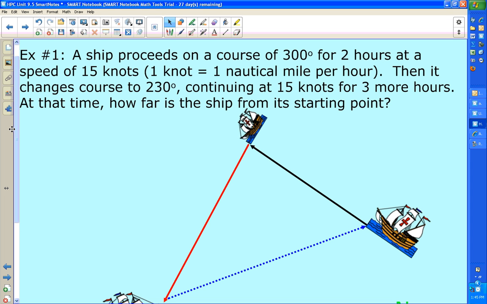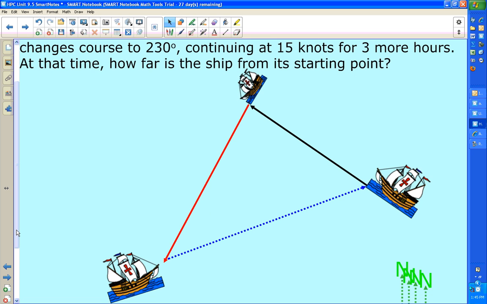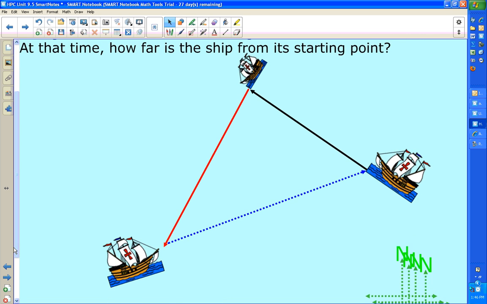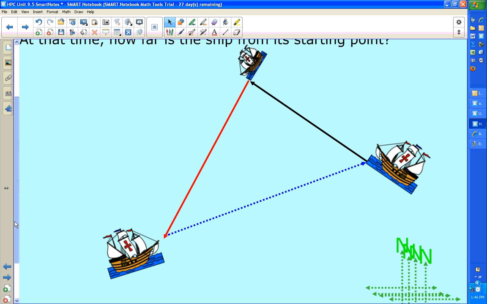And then the follow-up question is, what do you think the follow-up question is going to be? Let's assume the speed stays at 15. But if you're on this ship, what's the next thing you're going to want to know? Not so much the distance. How far you travel, you just add up the 3 sides. But if you want to go home, what direction do we go? That's going to be the follow-up question.